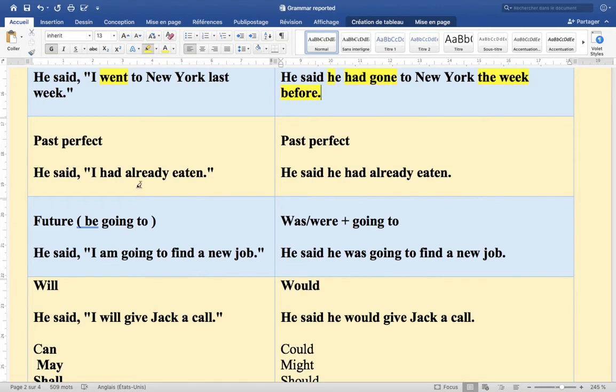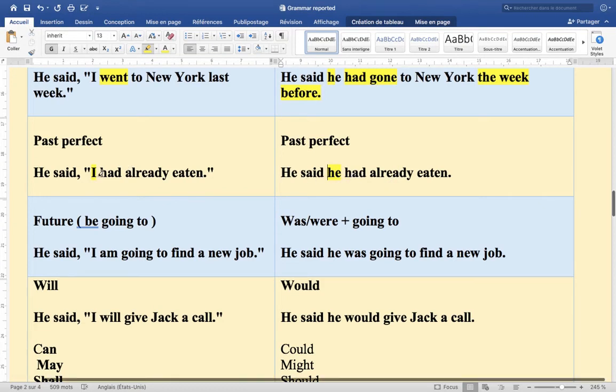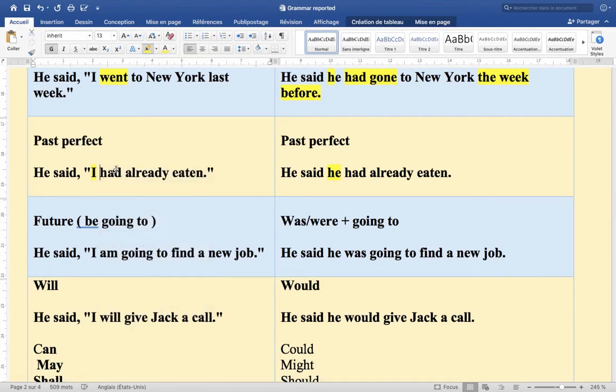He said I had already eaten. Okay, so we have the verb I here. It's going to be he. I had already eaten. He said that he had already eaten. We are not going to change anything. Simple past is going to be past perfect, and past perfect is going to be past perfect. So, I had already eaten. He said that he had already eaten.